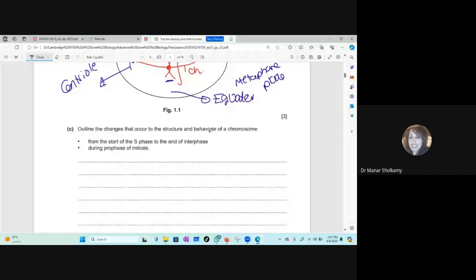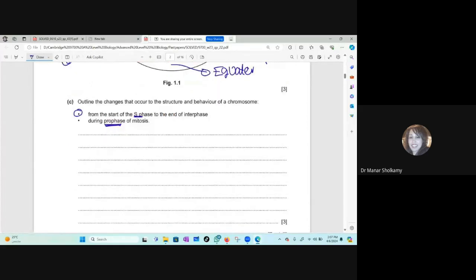Outline the changes that occur to the structure and behavior of a chromosome from the start of the synthesis phase to the end of the interphase and during the prophase of mitosis. So here you need to outline what is happening to the chromosomes from the start in the synthesis phase to the end of the interphase and during the prophase of mitosis. Who will remind me what happens in the synthesis phase? DNA replicates. Yes. Okay.